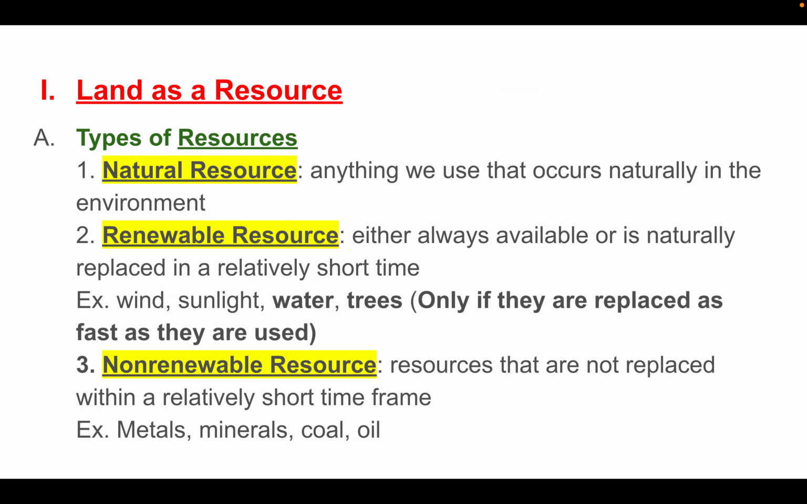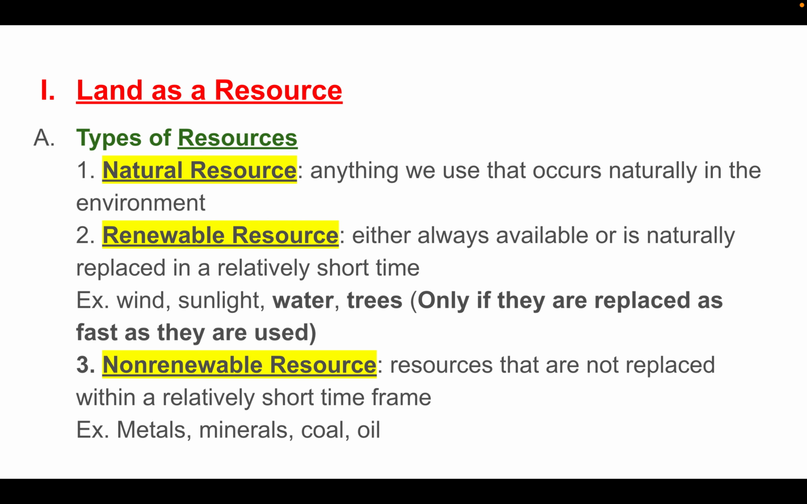So, land is a resource, okay? And just to go through the different types of resources that we have discussed so far, a natural resource is anything we use that occurs naturally in the environment. A renewable resource either always is available or is naturally replaced in a relatively short time. And so your book lists wind and sunlight as renewable resources.